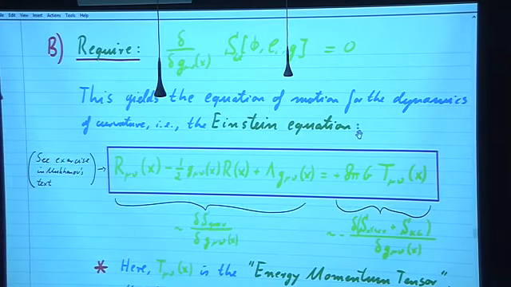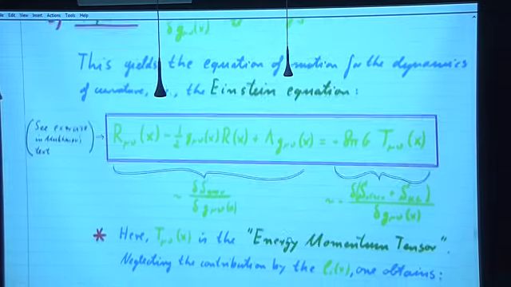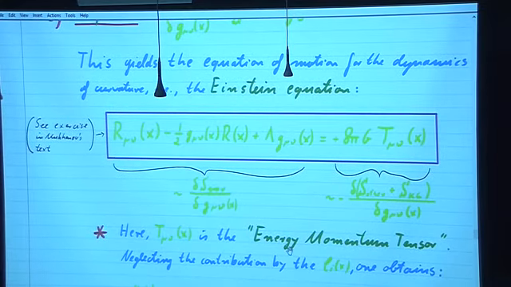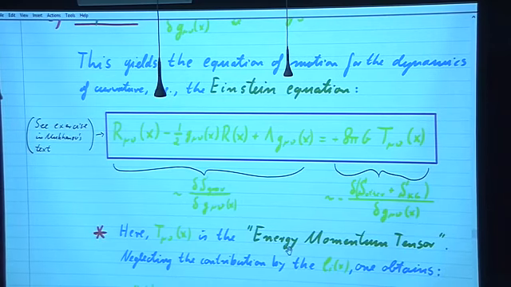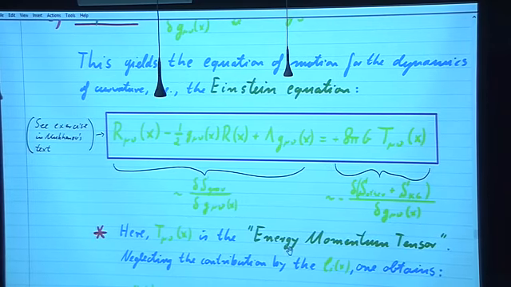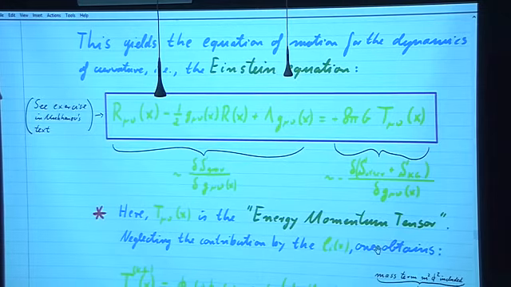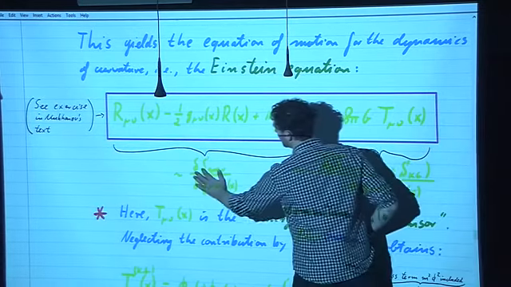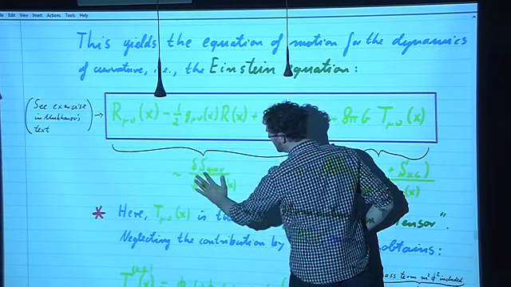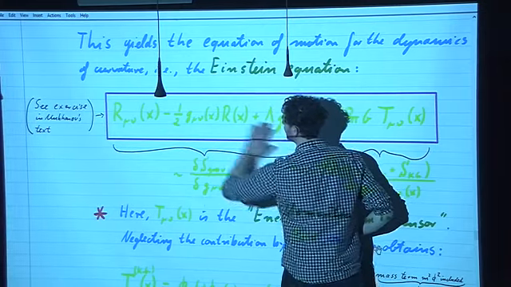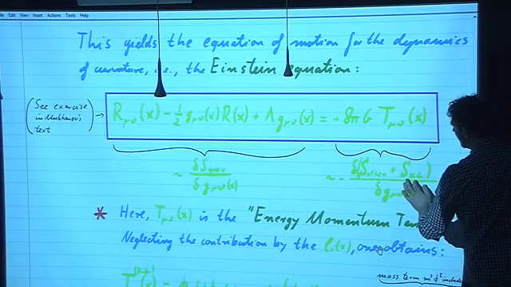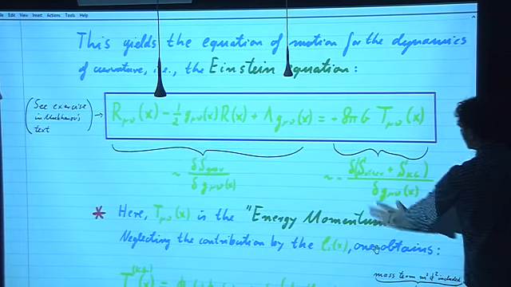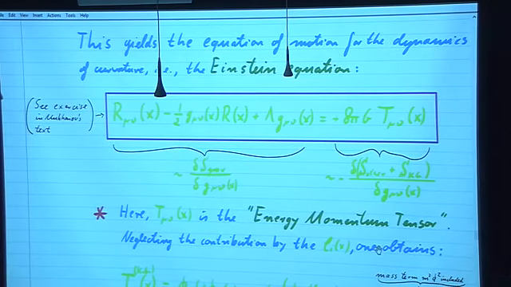And then we can interpret the cosmological constant as contributing to the energy momentum tensor. So again, if you functionally differentiate just the gravitational action with respect to g mu nu, you get these terms. If you differentiate the action of the Klein-Gordon field and the other fields with respect to g mu nu, you get the energy momentum tensor.